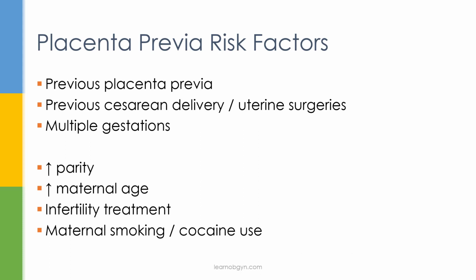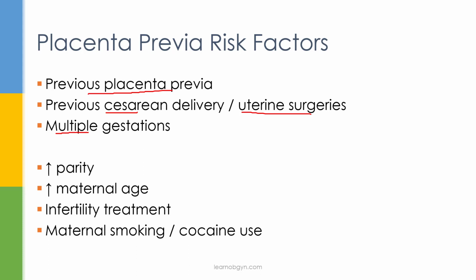Remember, this is OB, so a history of a prior condition is a risk factor for that condition, so a history of a previous placenta previa increases the risk of another placenta previa. Previous C-section or any other uterine surgeries increase the risk of a previa. The thought is there's scars within the uterus that may prevent the normal placental migration from the inferior pole to the fundus.